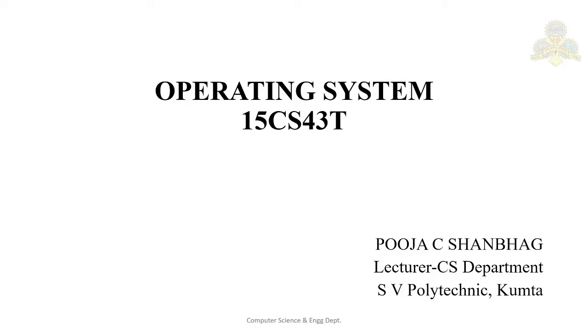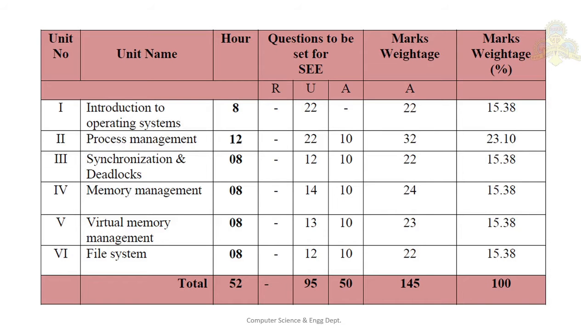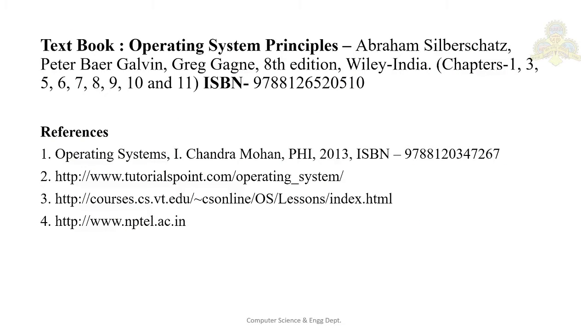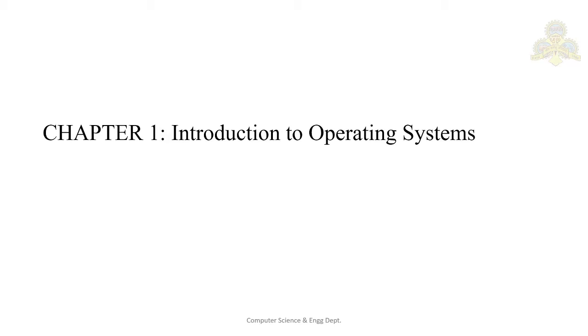The course code is 15CS43T. So first we'll see the course contents. You have 6 chapters, and as you can see, it shows the hours allocated and the marks weightage for each chapter. Your reference textbook is Operating System Principles by Galvin, 8th edition. Apart from that, you can refer to these as well. Okay, so first we'll start with Chapter 1, that is Introduction to Operating Systems.